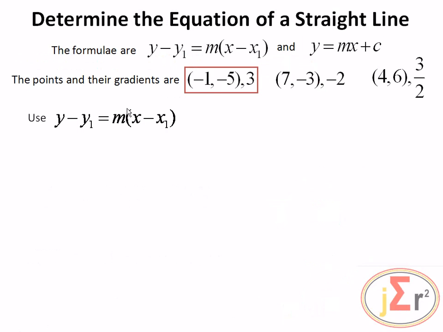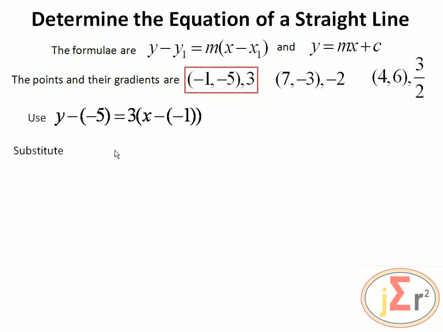So we're going to use y minus y1 is equal to gradient times (x minus x1). So what do we do? We substitute. When we substitute, the value of y1 will go right there, so we'll have y minus -5. The gradient is 3, it will go right here. And then we have x minus, what is x1? The x ordinate, x minus -1.